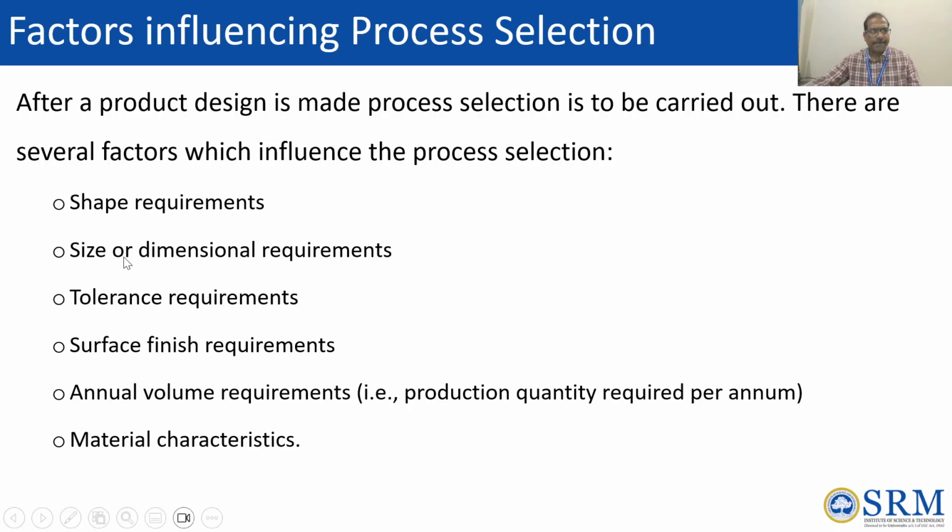Those are listed here. One is the shape requirement. What kind of shape we are going to make for the final product depends on the design and the requirement from the customer. Whether it is a rectangular shape or cylindrical shape or a shape with multiple holes, or whether the shape has some complicated structures or profiles. Depending on that, we decide what kind of process we need to do.